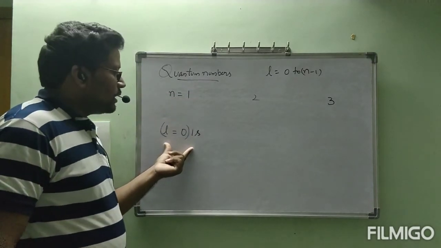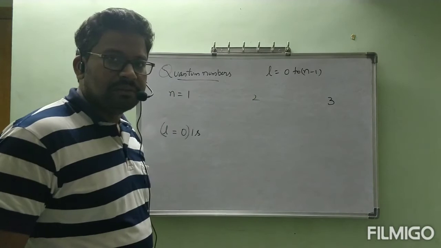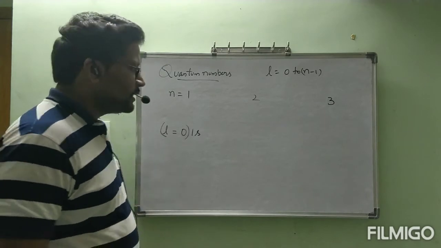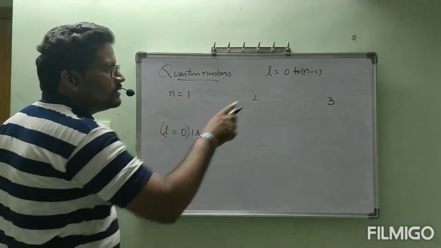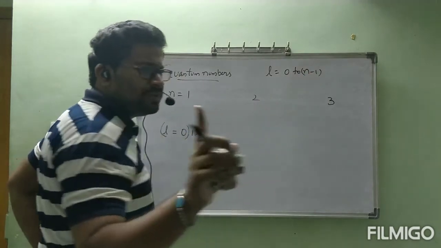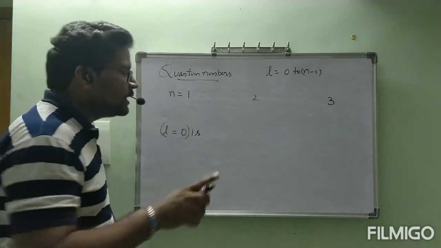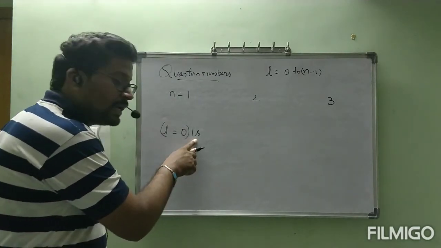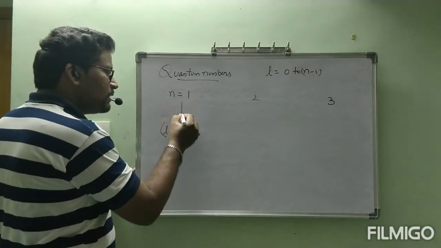Now, what about the L values? L values are from 0 to N minus 1. So, L values depend on N values mainly. Now, if N is equal to 1, what about the L values? L values are 0 to 1 minus 1, 0. 0 to 0 means only one value is possible. That means only one subshell is possible in N is equal to 1. That one subshell is s, in which L value is 0. Understood? So I am drawing here like this, one arrow mark.